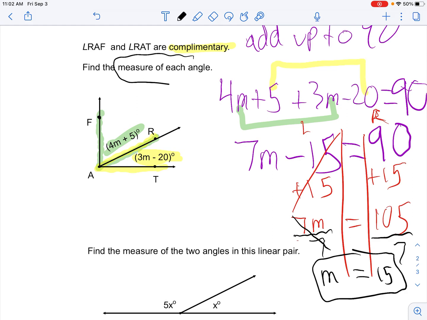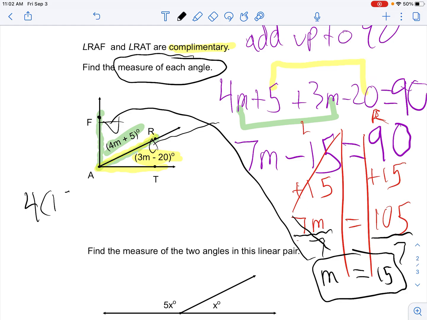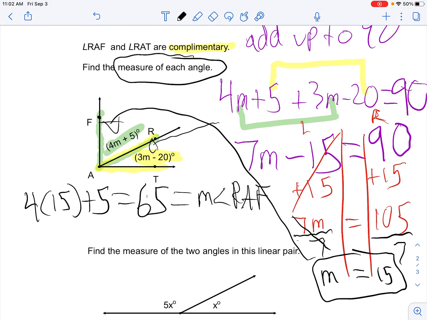Is that my answer? Nope, because it said find the measure of each angle. So we're going to take this and plug it in here, and plug it in here. So 4 times 15 plus 5. 15, 30, 45, 60. 60 plus 5 is 65. So the measure of angle RAF is 65 degrees. And we've got one more to do.